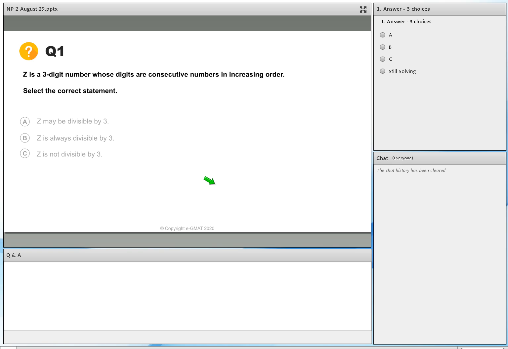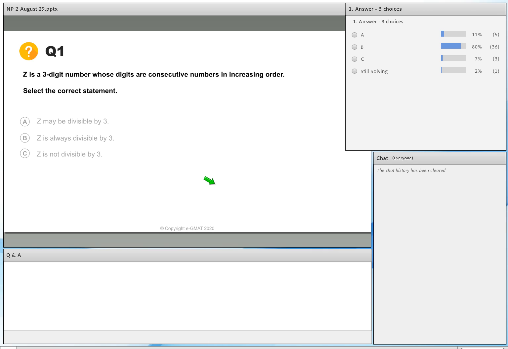Ending the poll in 10 seconds. Okay, now we're going to discuss every question as you do it. Let me just broadcast the results for this. So here you go. A big majority, 80% of you went with choice B, that it's always divisible. Then 11% with maybe and 7% with not divisible. So, well, the correct answer here is B.